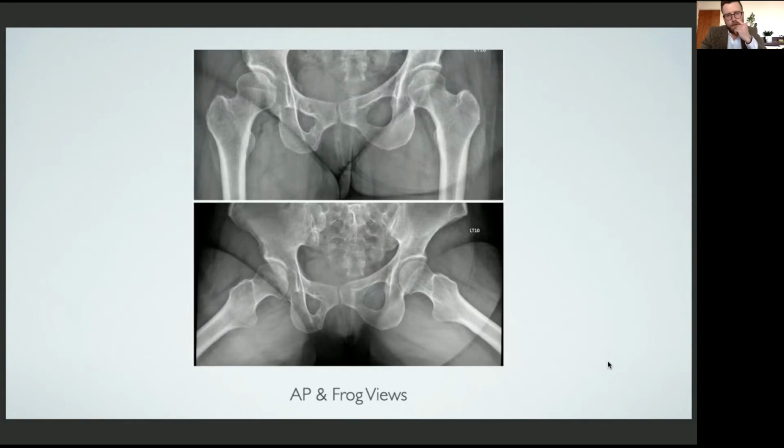For those who haven't seen frog's legs and AP views, that's what they look like. The advantage of the frog leg views is it allows you to measure a Southwick angle, which is a thing that you look at in slipped upper femoral epiphysis disease, but you don't need to worry about that.